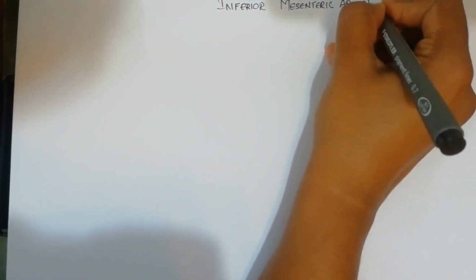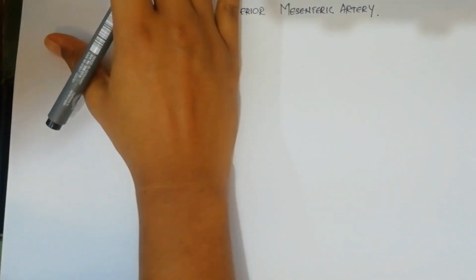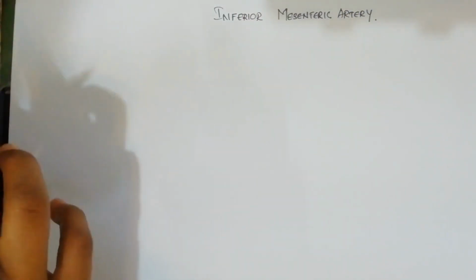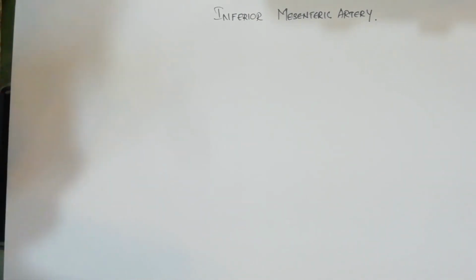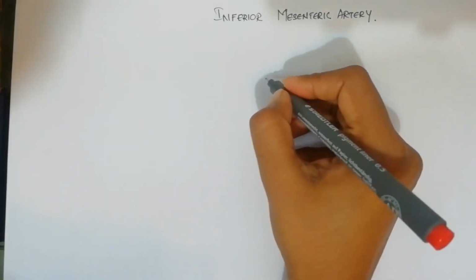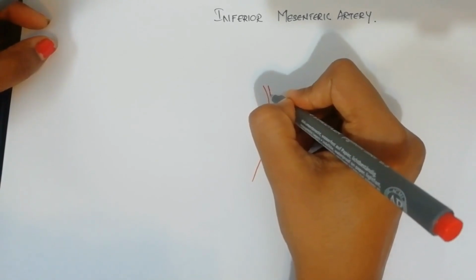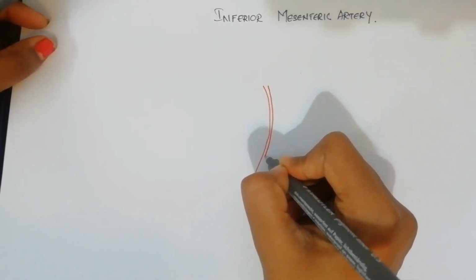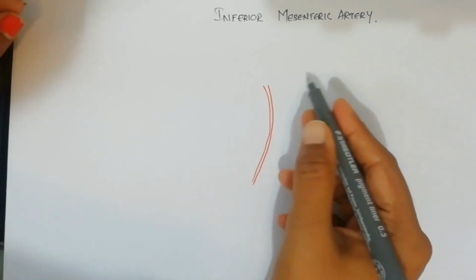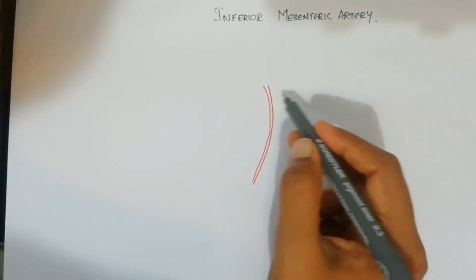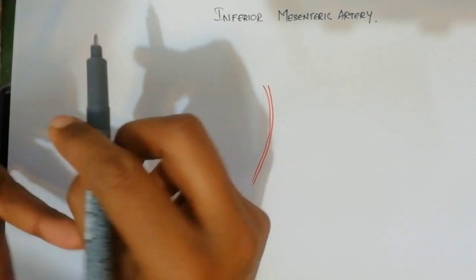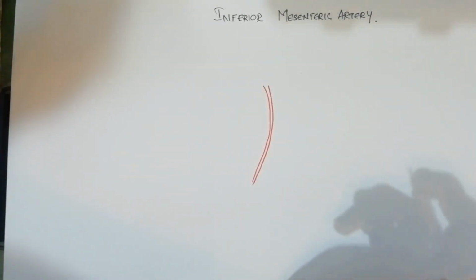So we are going to deal with the inferior mesenteric artery. As you know, we have certain levels for all these arteries to arise. The inferior mesenteric artery arises from the level of L3, and then it gives branches from its left side. From the left side it gives 2 branches.